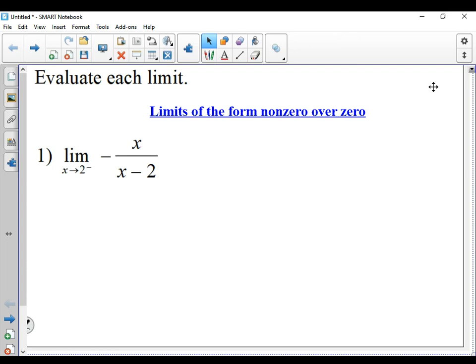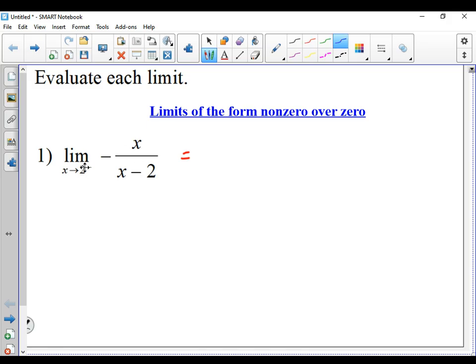Hello, in this video lesson, we will answer some questions involving limits of the form non-zero over zero. So we have a few examples. First example is the limit as x is approaching 2 from the left of negative x over x minus 2.